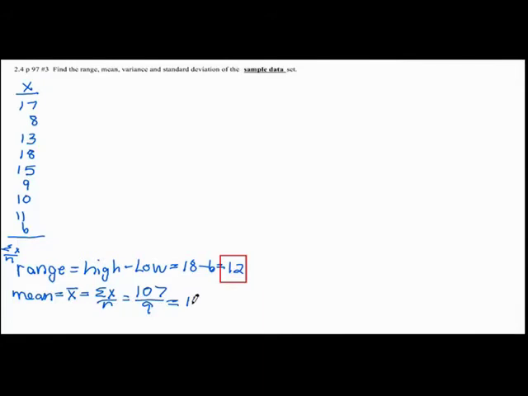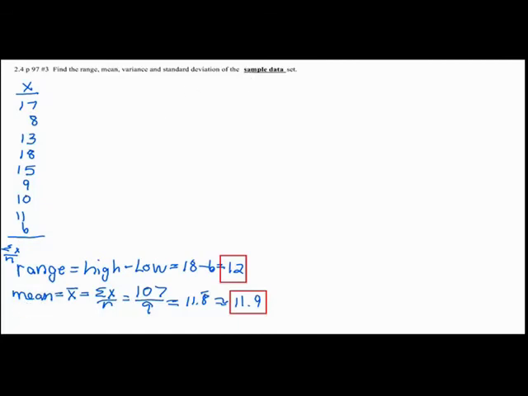So it's 11.8 repeating, but we're going to say it's about, that symbol is for about. Actually, it's just like a squiggly equal sign, 11.9. And so we're going to use that for our mean, and that's what we're going to use for our x bar when we get to the next thing that we need to find, which is the variance.